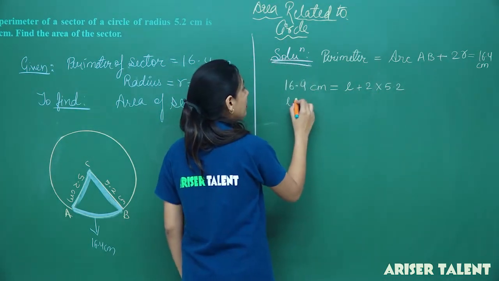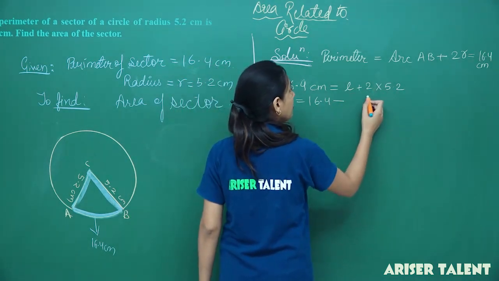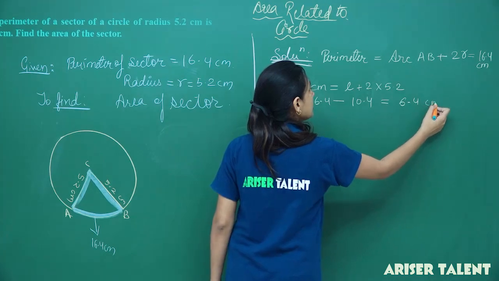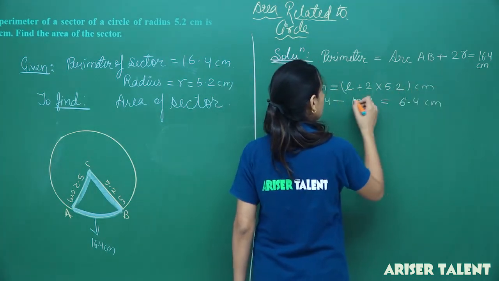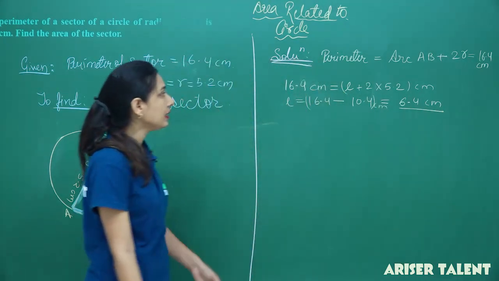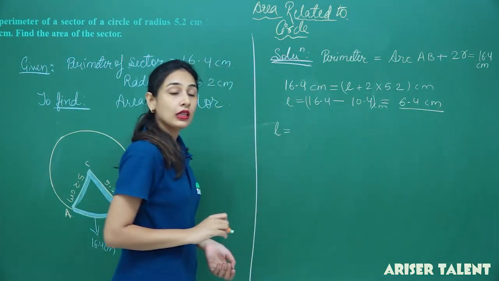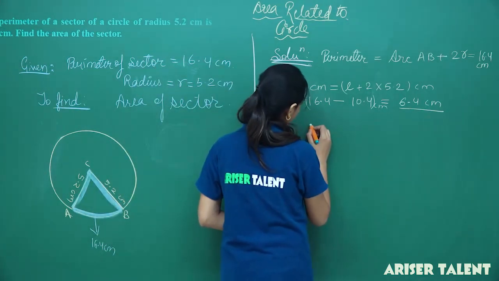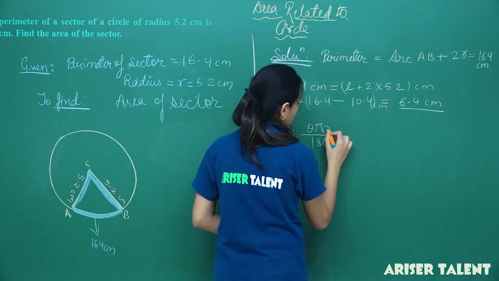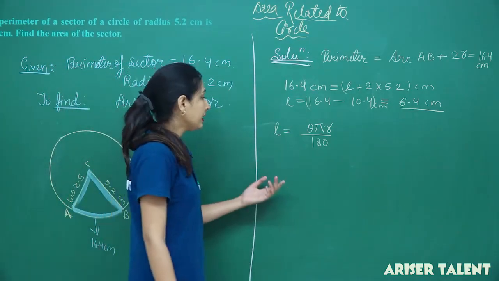Right, students. So l will be equal to 16.4 minus the multiplication of these two, that will be 10.4. So here l will be equal to 6 centimeter. The unit will be the same here. So 6 centimeter is your l. Now the formula of l, the length of the arc, is theta pi r by 180, or pi r theta by 180.